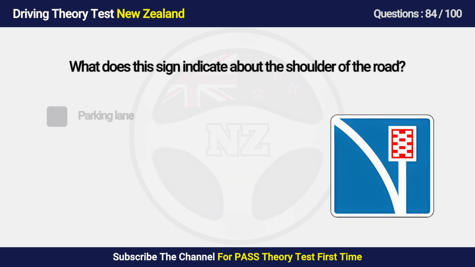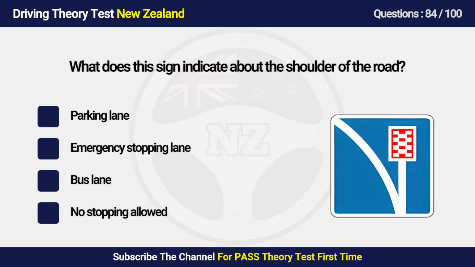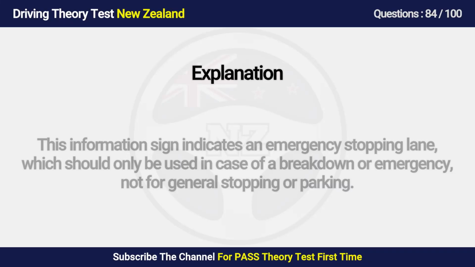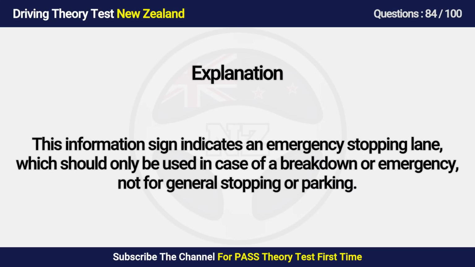Question 84. What does this sign indicate about the shoulder of the road? A. Parking lane. B. Emergency stopping lane. C. Bus lane. D. No stopping allowed. Answer is B. Emergency stopping lane. This information sign indicates an emergency stopping lane, which should only be used in case of a breakdown or emergency, not for general stopping or parking.